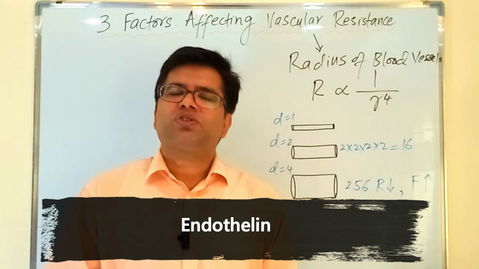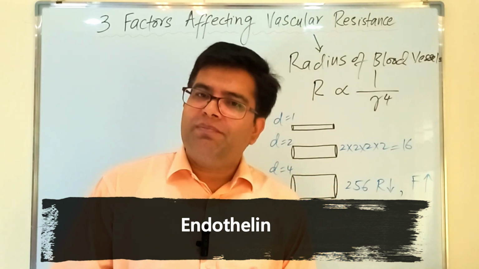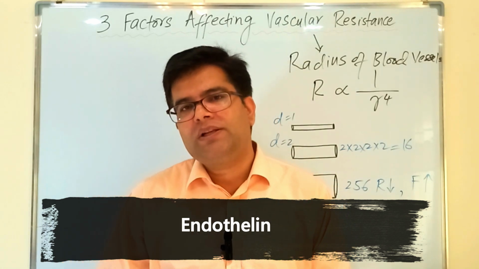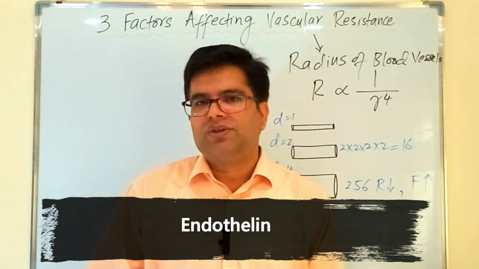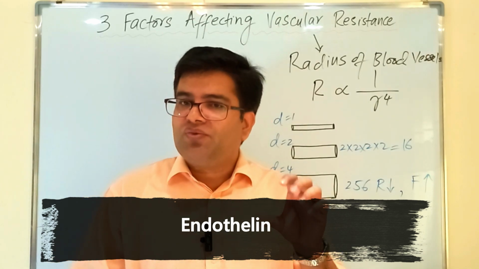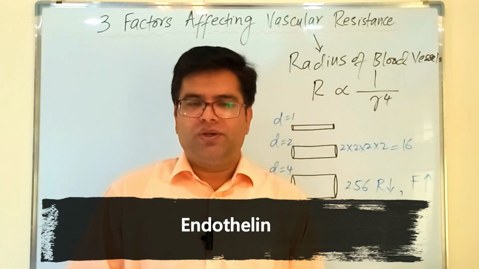So this is why smokers and all those patients who have damage to their endothelium produce more endothelins, and this is one of the reasons why these people have increased blood pressure, because this chemical constricts their arterioles and hence increases the resistance and increases blood pressure.